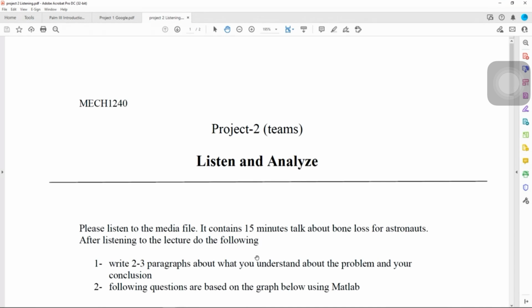But that story in that audio file, they will talk about consequences. They will talk about the origin of the bone mass. They talk about a lot of different things.